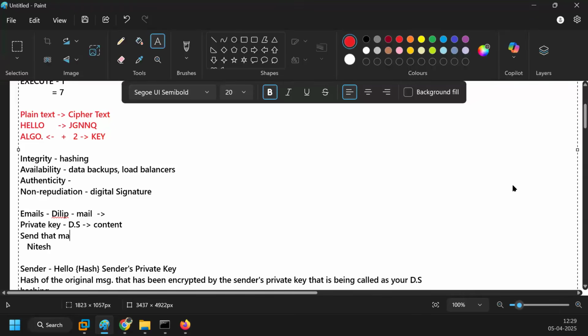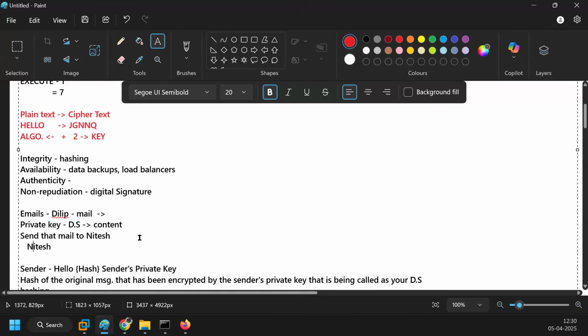He is going to send that particular mail to Nitesh, and it will contain the original mail, the digital signature, and also the public key certificate.